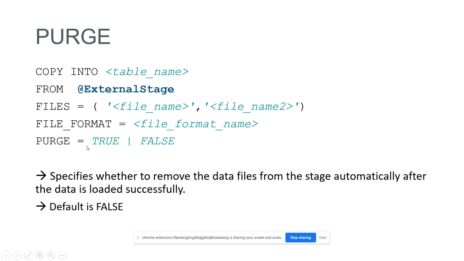Whenever we specify purge equals to true, that will remove all the files from the stage. Once the data is successfully loaded into the table, those input files from S3 buckets or from the stage will be deleted. By default it is false. That means whenever we write a copy command without purge, by default it is false, so the files will not be removed from the stage. But whenever we mention purge equals to true, after the successful data load, the input files from the stage will be removed.